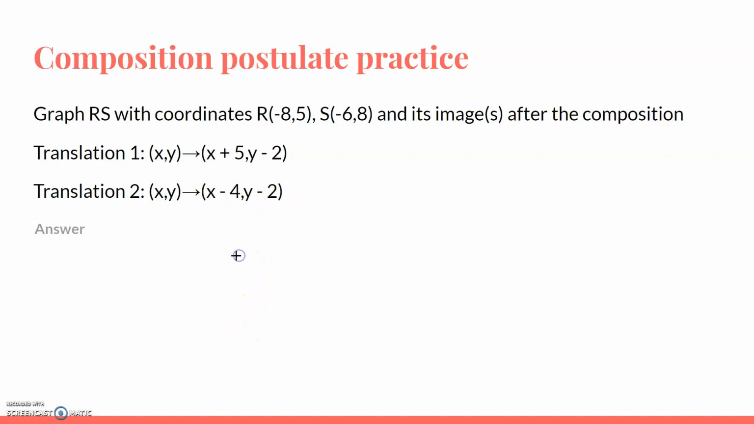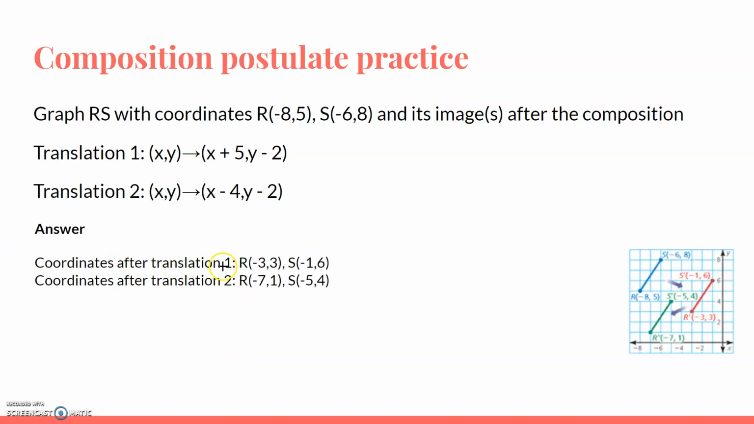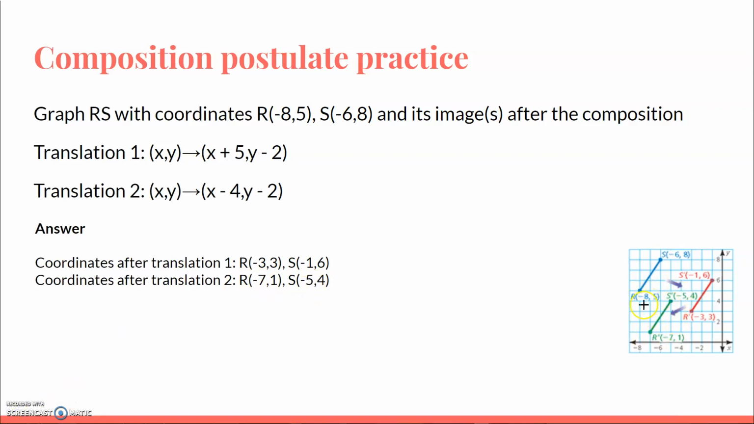Alright, so now as you're back, the answers, the coordinates after translation 1, we're just going to add 5 and then -2, so that's going to give us (-3, 3) and (-1, 6). That's going to be our red line segment right here. And the coordinates after translation 2, it's going to be R'' (-7, 1), and then S'' (-5, 4). And the green line segment is going to give us our second image, the second translation.